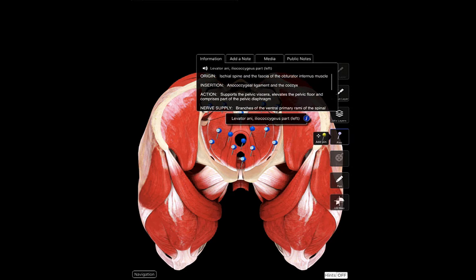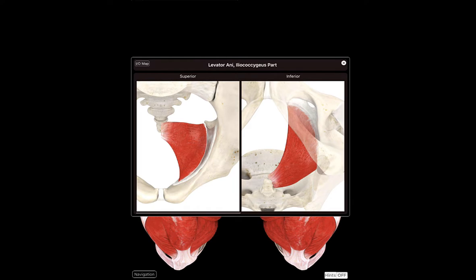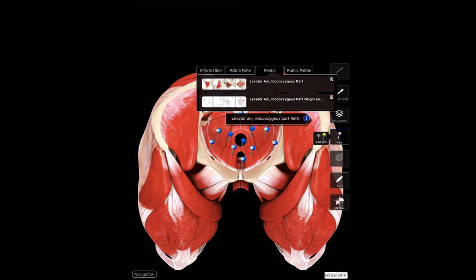I'm not sure why it's actually at the ischial spine. It's not really on that ilium, so I have to figure out someday why they called it the iliococcygeus. It's kind of a weird thing that they would do that. But there it is by itself.